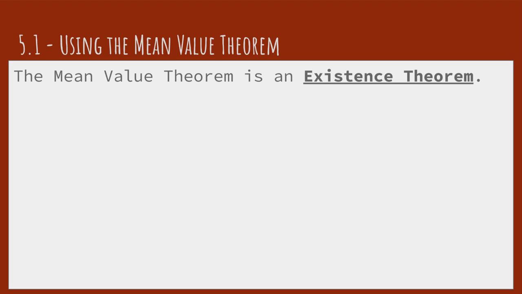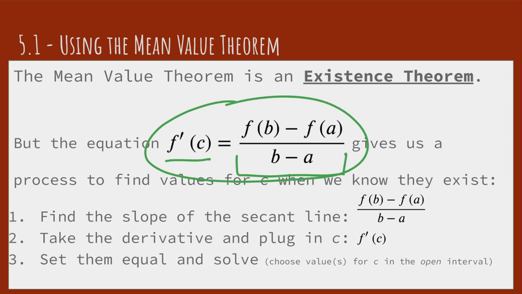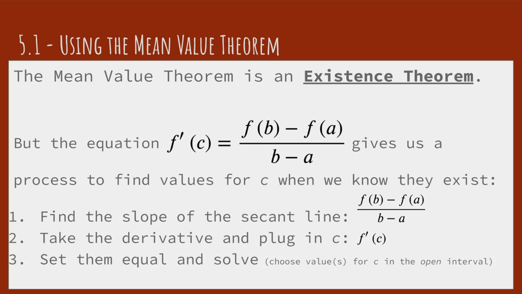it doesn't say where. Now, that being said, we can use this equation right here from the mean value theorem that has the instantaneous rate of change equal to the average rate of change, and we can use that equation to actually find the values of C. So when we apply the mean value theorem, it just says, yes, something has to exist, when certain conditions are met, specifically if the function is continuous on the closed interval and differentiable on the open interval. However, we can find the points on the interval depending on the function.